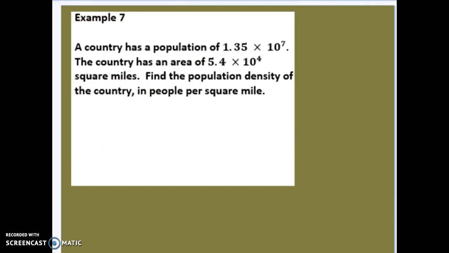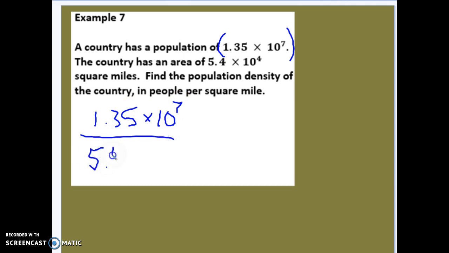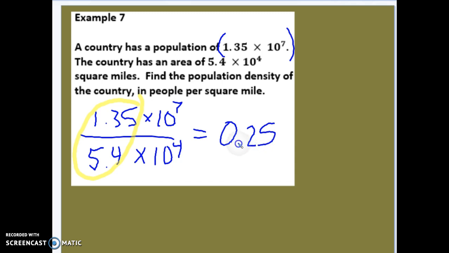Last example, we have a country has a population of 1.35 times 10 to the 7th. If the country has an area of 5.4 times 10 to the 4th square miles, find the population density of the country. So what we need to do is we need to take our first scientific notation, which is 1.35 times 10 to the 7th, and we need to divide it by 5.4 times 10 to the 4th. So now go ahead and start off by dividing your first factors. When you divide your first factors, you should get 25/100ths, 0.25.